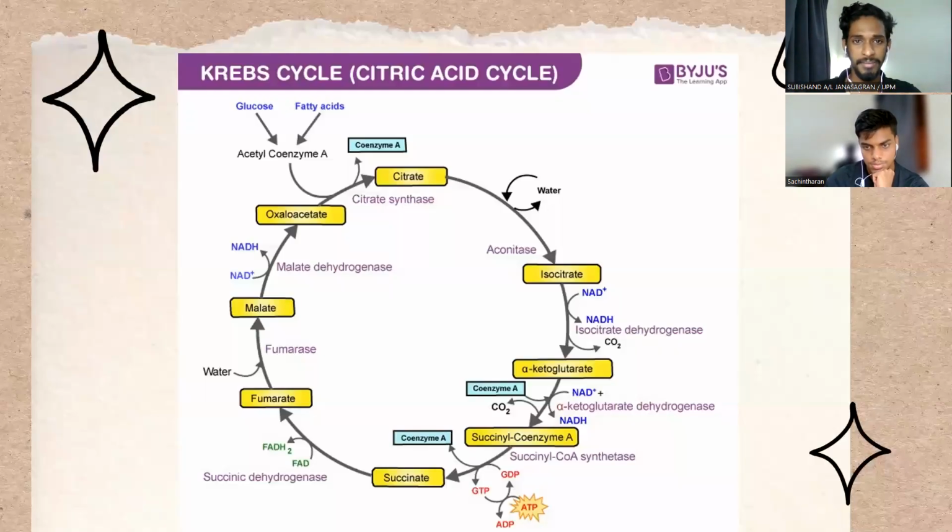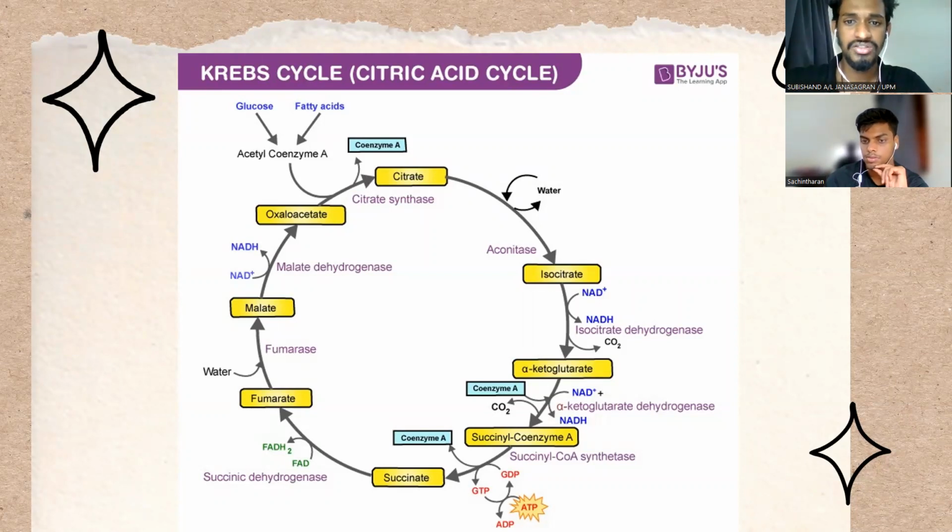If you look at this diagram, you can see that the oxaloacetate combines with acetyl coenzyme A to form citrate. The citrate is further converted to isocitrate by the enzyme aconitase. The isocitrate is further converted into alpha-ketoglutarate by the enzyme isocitrate dehydrogenase. Here, the NAD plus is converted to NADH.